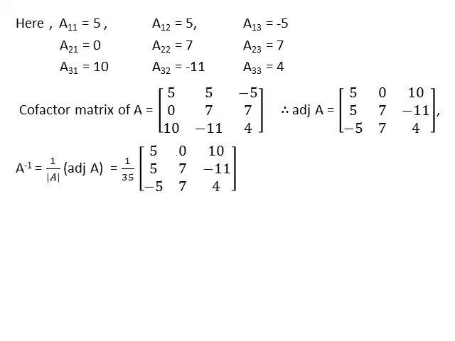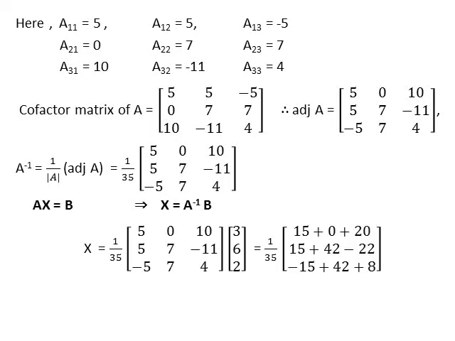After that, write A inverse equals to 1 upon determinant of A multiplied by adjoint of matrix A. Put the value of determinant A and in place of adjoint A, write the matrix already obtained. We get inverse of matrix A as shown. Now, Ax equals to B implies that x equals to A inverse B. In place of A inverse, write the matrix already obtained, and also in place of B, write the column matrix with elements 3, 6 and 2.